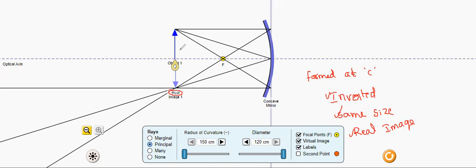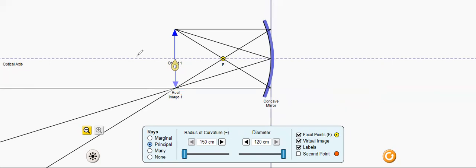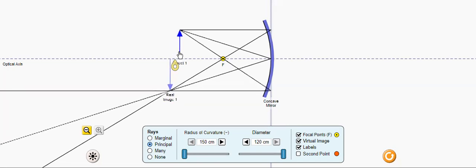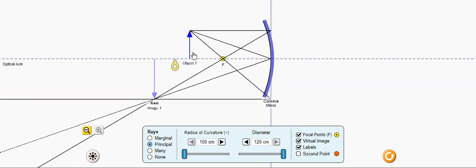You can see that previously the object was beyond the center of curvature, then the image formed was between C and F. Now the image position is changed as the object position is moved towards the center of curvature. Image is moved away from the mirror. Is it right? Now slowly change the position of the object.